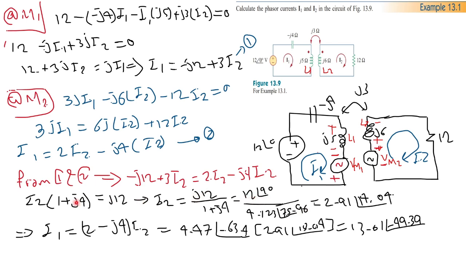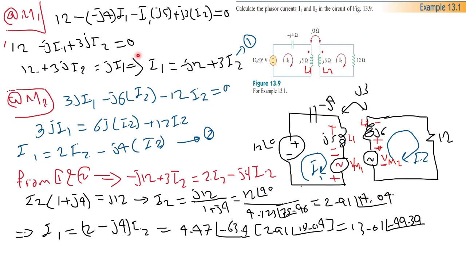So I2 equals 12 and angle 90 divided by 4.123 and angle 75.96, meaning I2 equals 2.91 and angle 14.04.